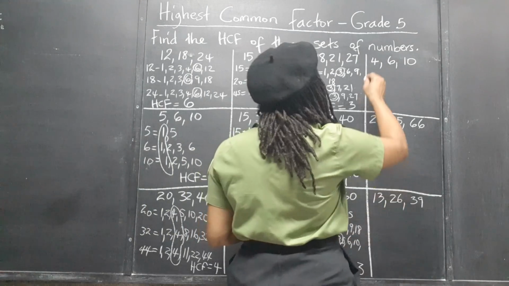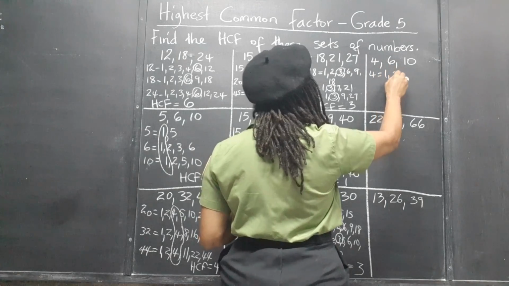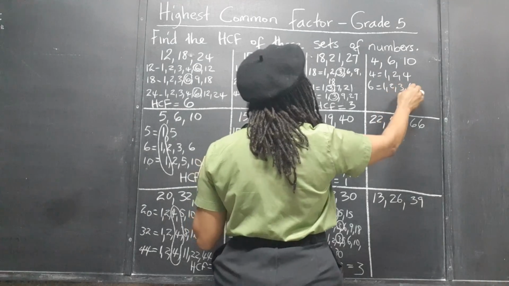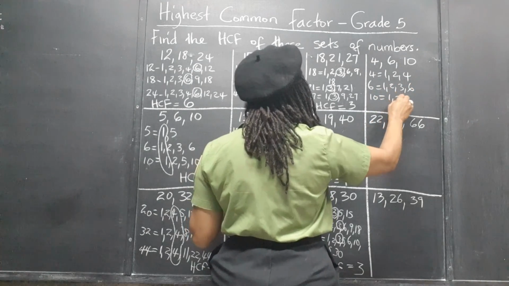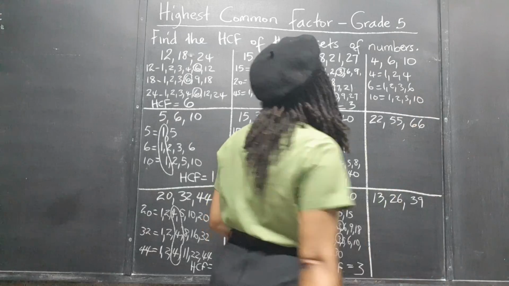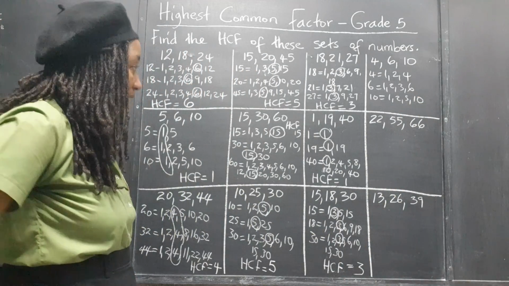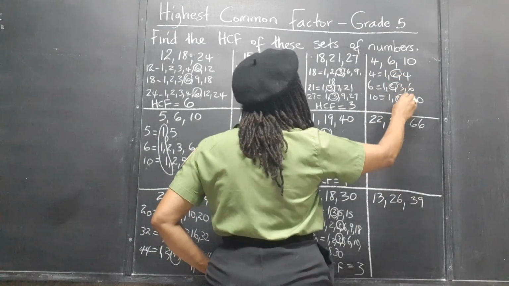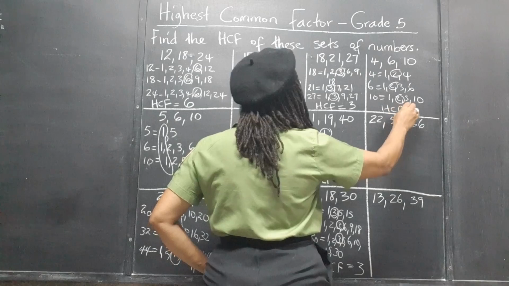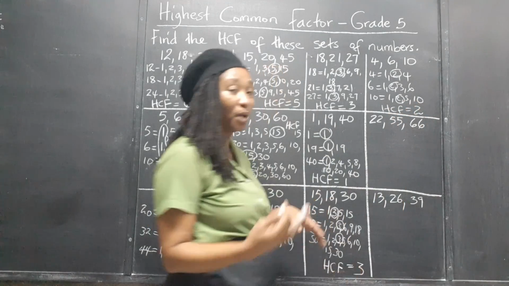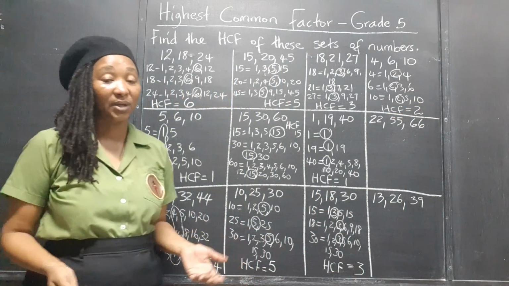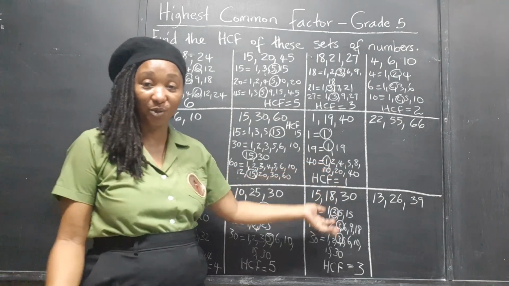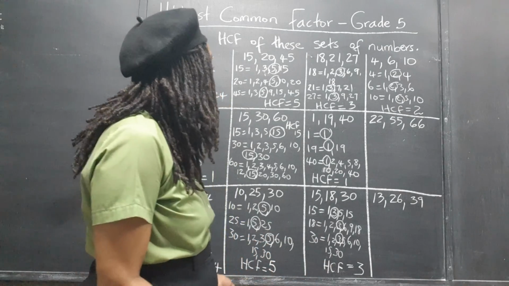So now we're listing the 4. We know 1 can go, 2 can go, 4 can go. For the 6, 1, 2, 3, and 6. And for the 10, 1, 2, 5, and 10. And it's looking to me like the 2 is the highest common factor here. So sometimes we get some pretty small numbers that are actually the highest common factor. It could be 1. 1 could be the highest common factor, right?